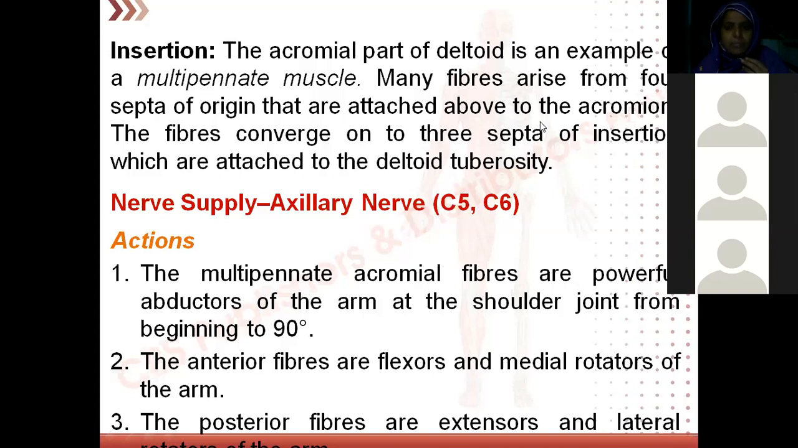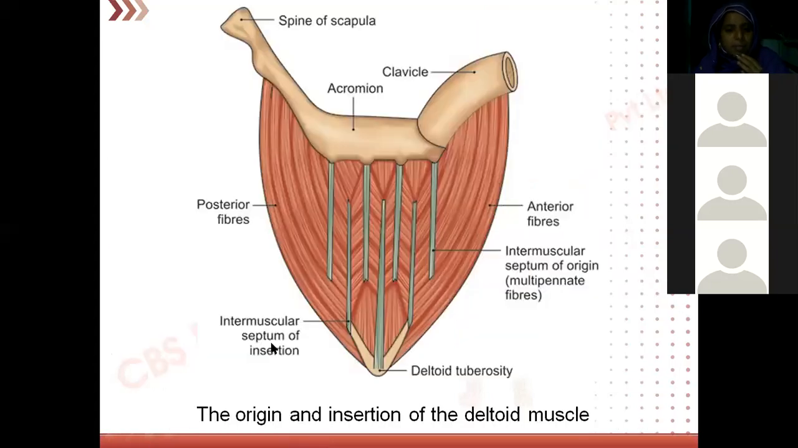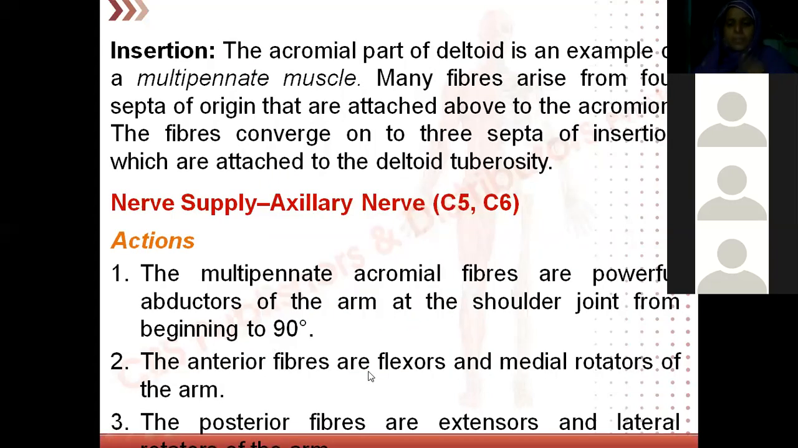Now, what are the various movements possible? It is a powerful abductor of the arm. Abduction means you are taking the arm away from the shoulder joint, from the beginning to 90 degrees, which is carried out by the deltoid muscle. Then the anterior fibers are flexors and medial rotators. Posterior fibers are extensors and lateral rotators.